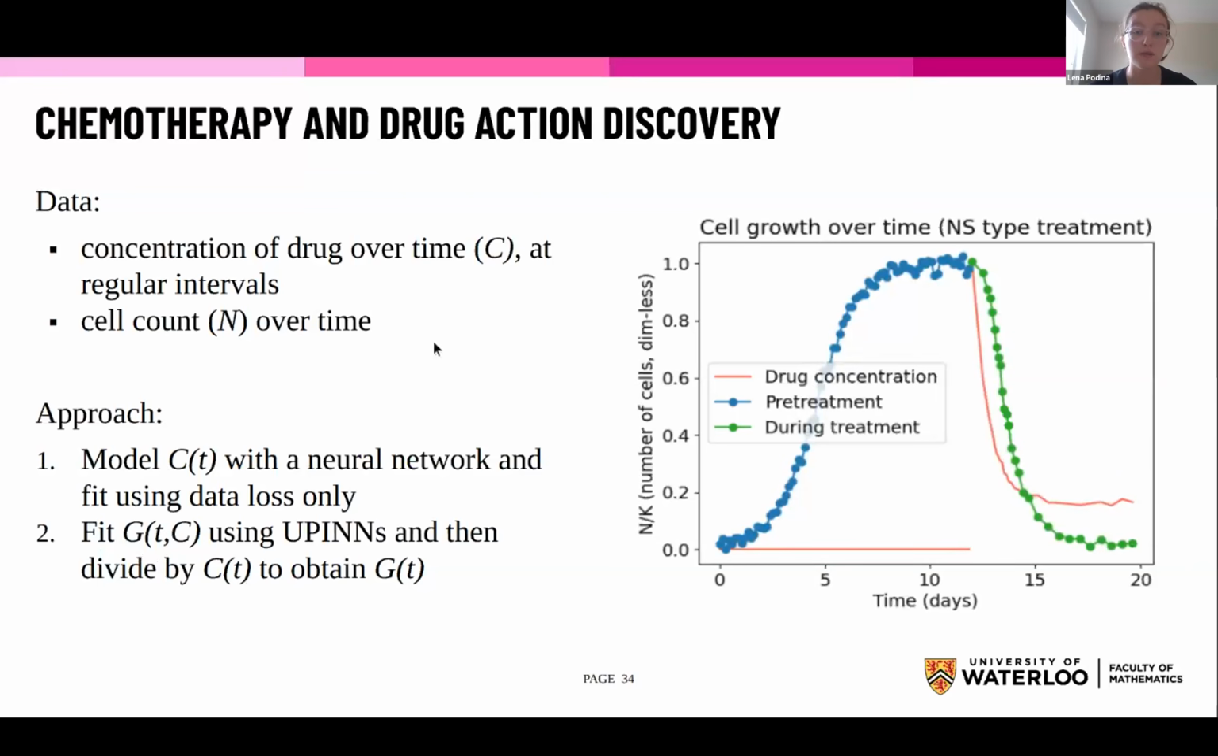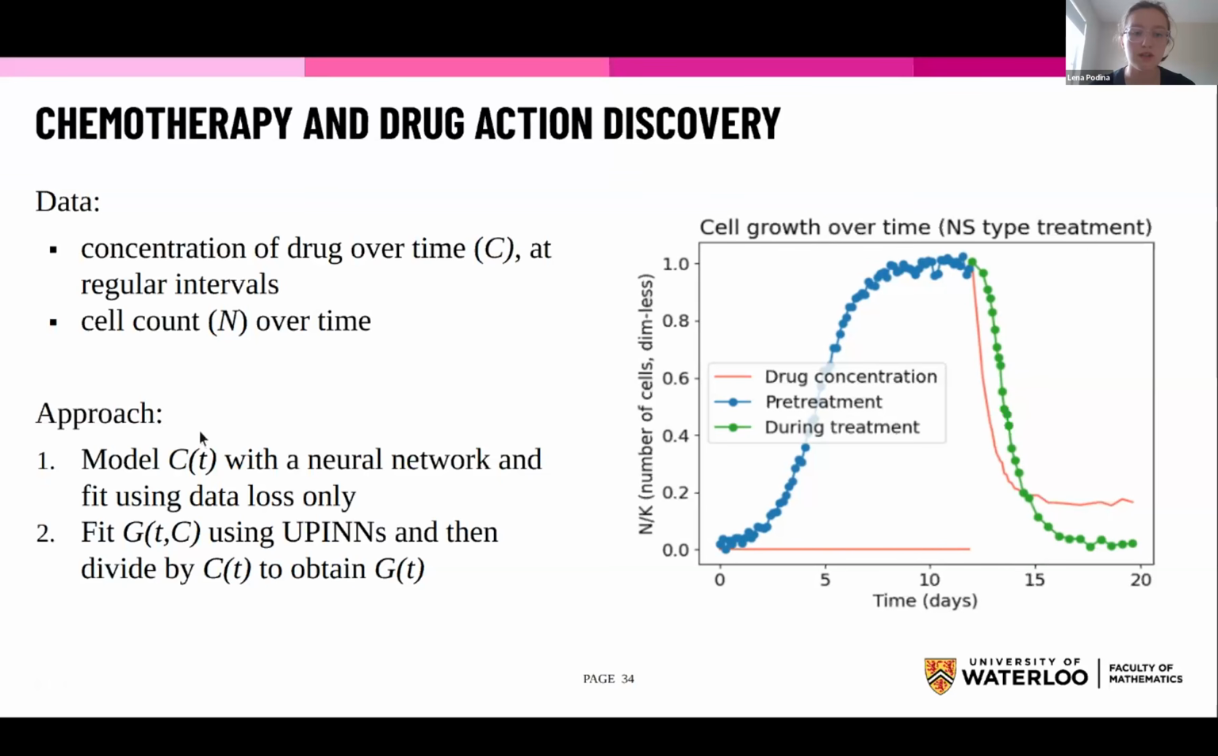So this is what the simulated data looks like. We have concentration of drug over time, C, at regular intervals. So we just measure it. And then cell count also measured over time. If this was an experiment, this would probably be conducted in vitro. So here what's happening is we just let the cells grow. They reach carrying capacity, and then we apply the drug, and then immediately they start dying, and then maybe going to zero, and then the drug concentration decays.